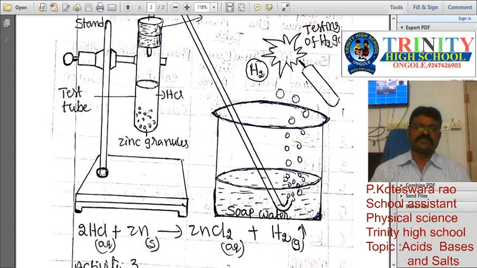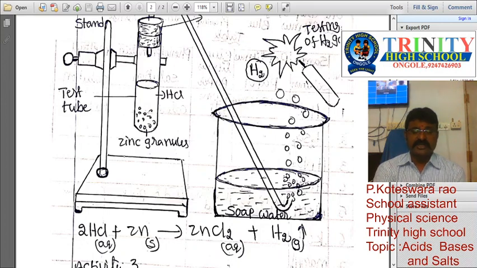Okay, and after that, what about our next concept? Our next concept is, acid reacts with metal. Which gas is produced? Hydrogen gas. When acid reacts with metal, which gas is produced? Hydrogen gas is produced. Very good.